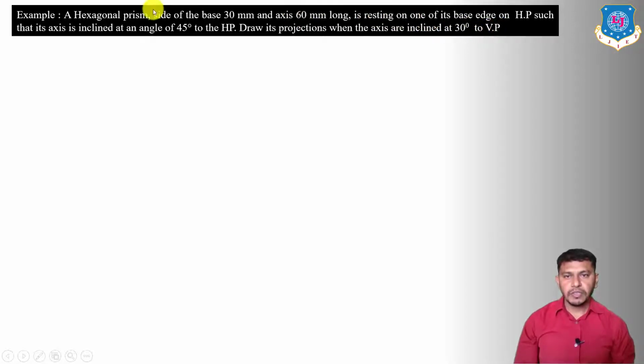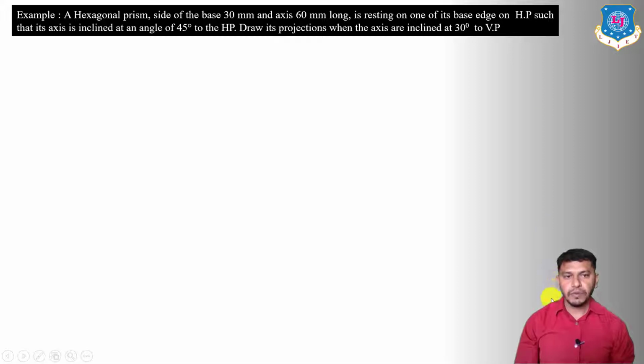Now in this example, the solid is a hexagonal prism, having base 30 mm, axis 60 mm long. It is resting on HP, and the inclination of its axis with the horizontal plane and vertical plane are given. So here the conditions with HP and VP both are given. So we can say that the example is going to be done in 3 different stages. So now we have to derive the first stage.